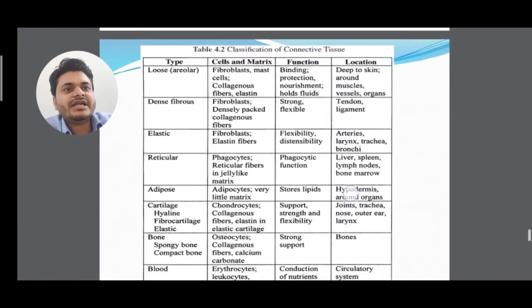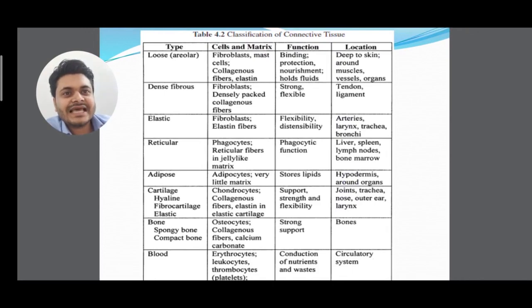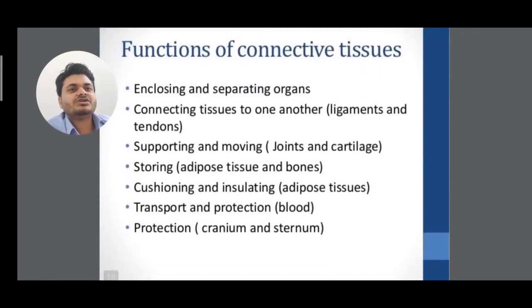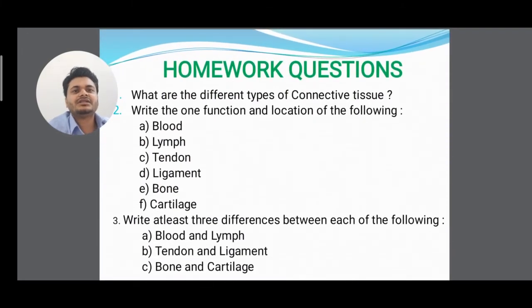I have given a very good outline here. All loose, dense, elastic, reticular, adipose, cartilage, bones, and blood are given here. Cell, functions, and location I have said, but it's given in chart format. You'll write it. Now the functions of connective tissue at a glance: it gives protection, it helps in transport and protection of blood, protection of the cranium and sternum, cushioning and insulating like adipose tissue does, storing like adipose tissue and bones, supporting and movement like joints and cartilage, connecting one tissue with another like bone and ligament, and enclosing and separating organs. Clear?